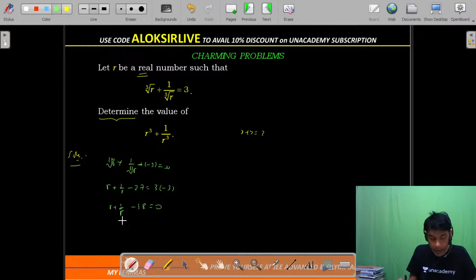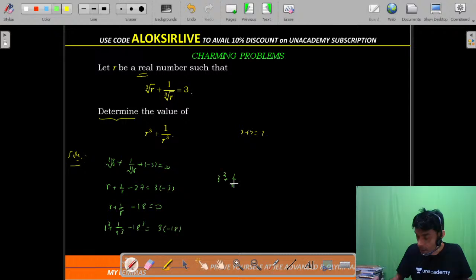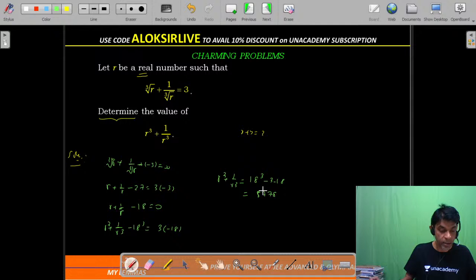So we got r plus 1 over r minus 18 is 0. Now again I can play the same thing, and I will use this again: r cubed plus 1 by r cubed minus 18 cubed. a cube, b cube, c cube is 3 times, and then minus 18. So your answer will be r cubed plus 1 over r cubed. It's an easy one: 18 cubed minus 3 times 18. If you do the calculation, I got this as 5778. This is my answer. You can check that answer later, that yes, indeed you are getting that.